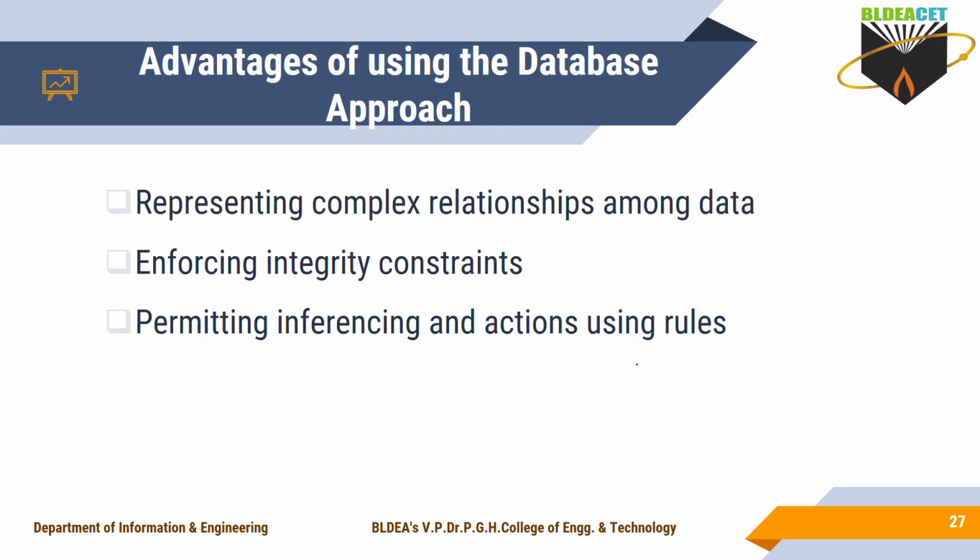After enforcing those rules, if anyone does not follow them, then you have to take some action. That action we call a trigger. So what is the work of triggers? It provides active rules that can automatically initiate an action when certain events or conditions occur. So this is about the advantages of using the database approach.